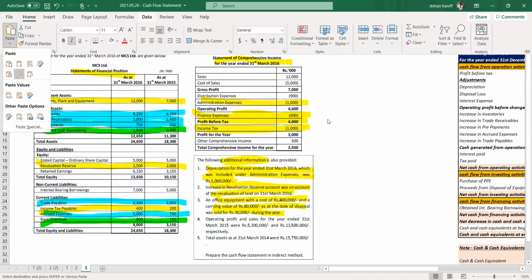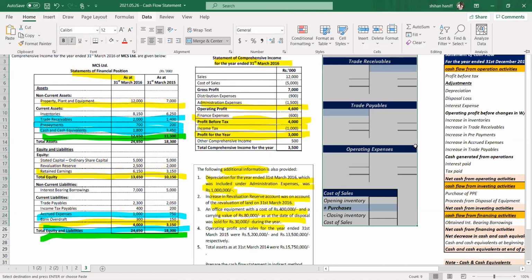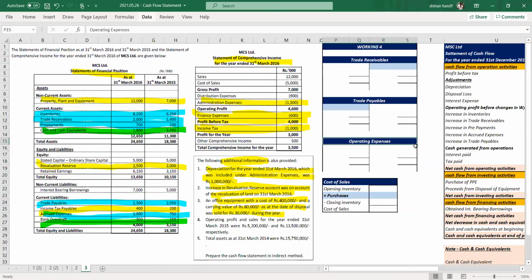So let's draw the ledger accounts for trade receivables, payables, operating expenses. Operating expenses has admin and distribution.